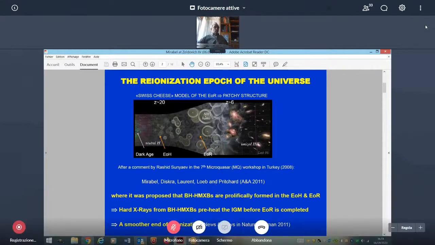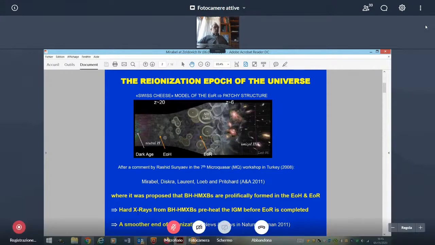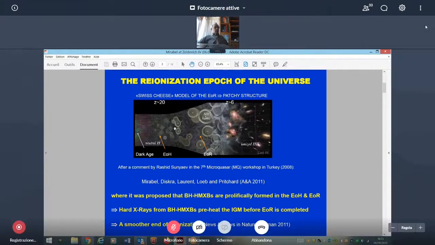So he offered me to collaborate, and we published in 2011 a long paper where we proposed that black holes in high mass X-ray binaries should be prolifically formed in the era of reionization, an era of heating. The point is that if black hole high mass X-ray binaries are formed promptly after the formation of the first population three stars, they will produce hard X-rays that will propagate at the speed of light and will overcome the formation of H2 bubbles and preheat the intergalactic medium before the era of reionization is finished.